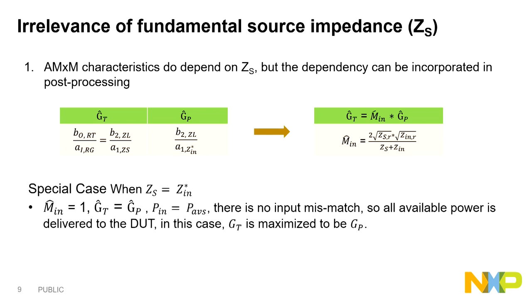So for the special case, when the source is conjugate matched to the input impedance of the device, the M factor is reduced to 1, and your GT is maximized to be GP. And the PIN is equal to PAVS because there is no input mismatch. So all the available power is delivered to the device.